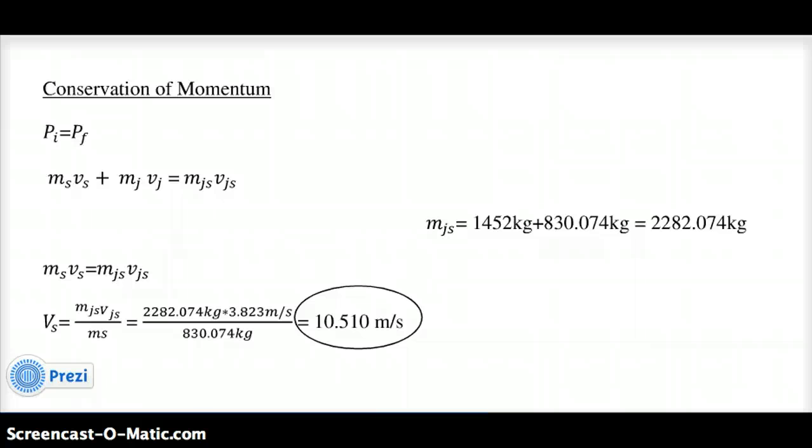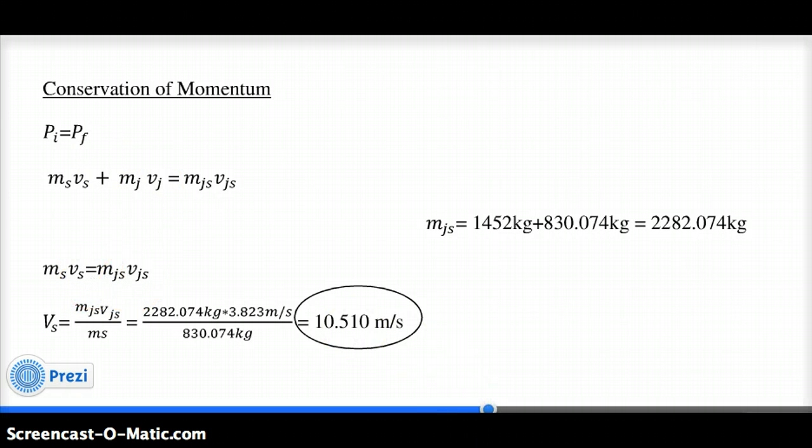It's also important to notice that the mass of the Jeep times the velocity of the Jeep was initially 0, so we were able to reduce our equation to ms Vs is equal to mjs Vjs.